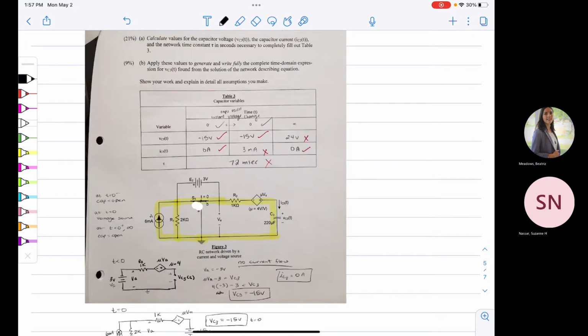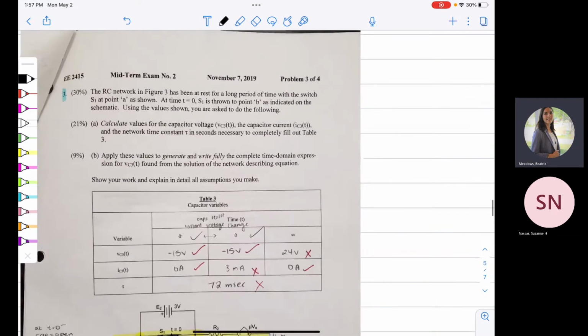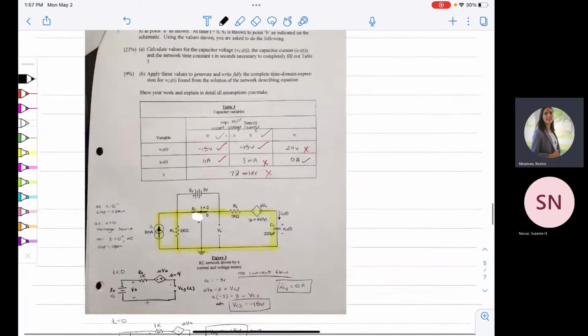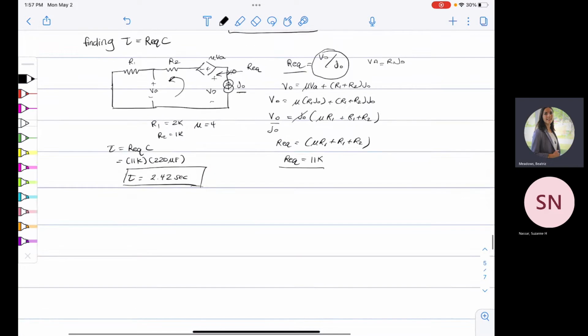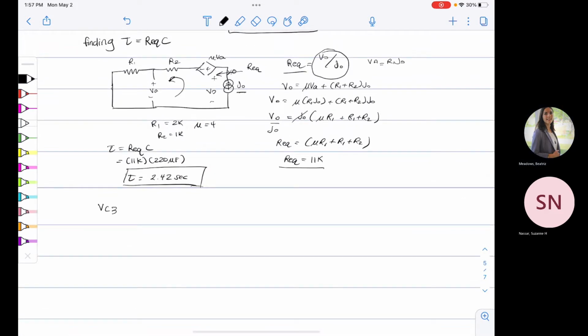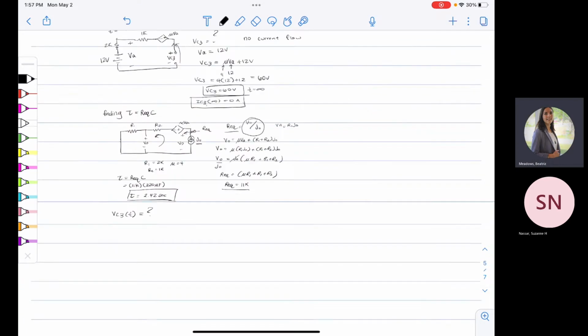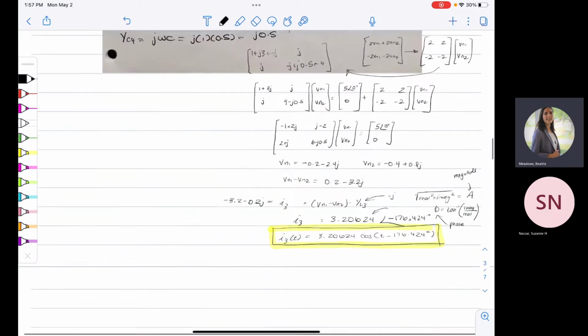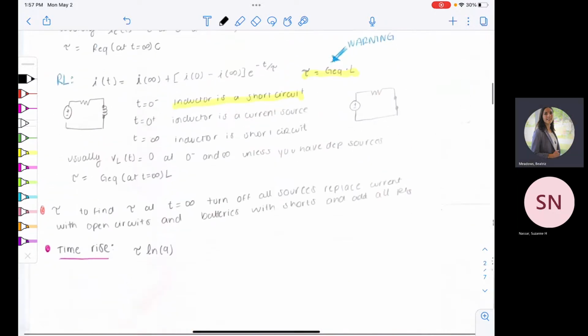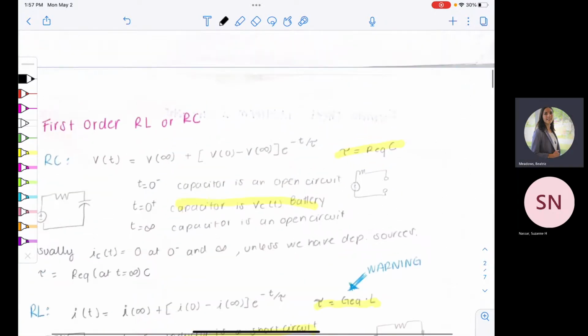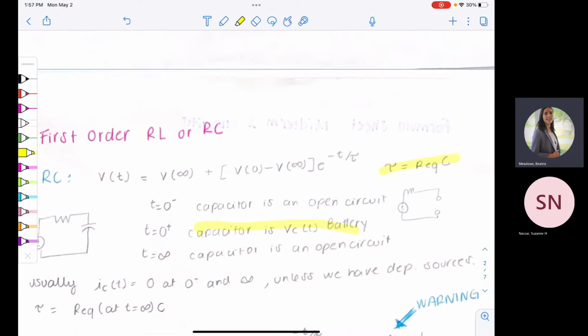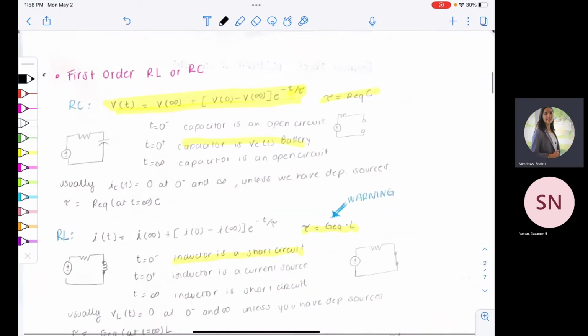Yep. So now the second part is we need to find the time domain expression for VC3 of t. So with Monse's cheat sheet that she gave us earlier, hold up. This is the equation that you need to know. Do we have all of these values? Yes. So can we just plug and chug?